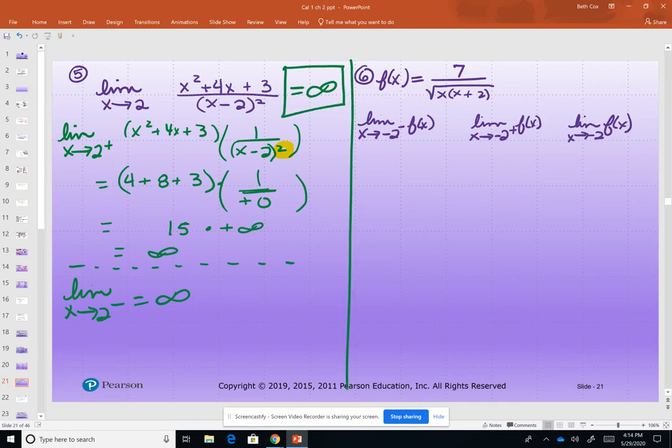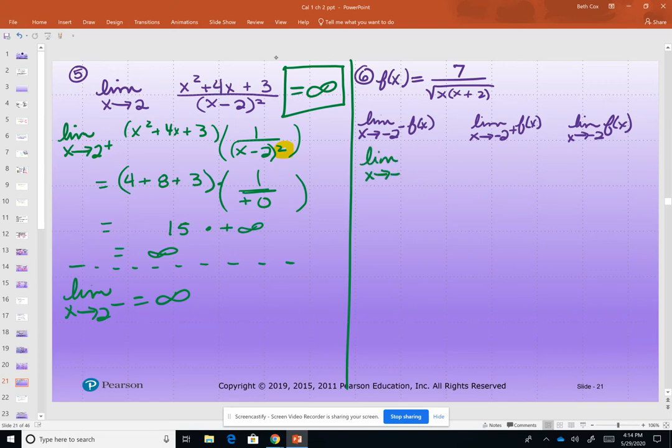All right, going a lot faster this time. Okay, so now this last one right here that I have for these examples is the most interesting one, and it's got a radical in it. So we're going to pay very close attention to this. Okay, so we're going to do the left, we're going to do the right, and then we're going to look at the regular. So let's do the left first.